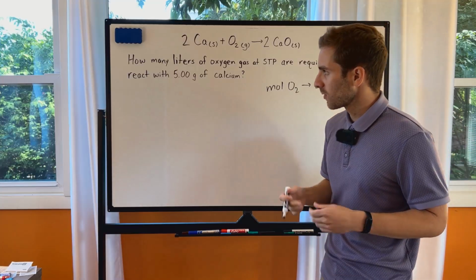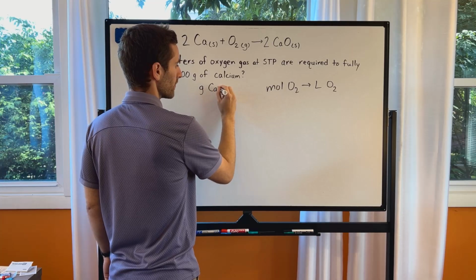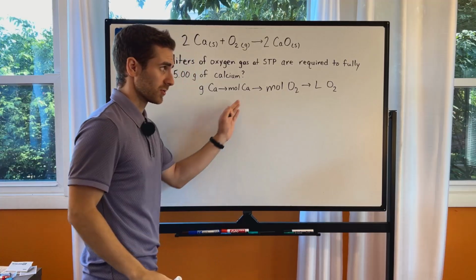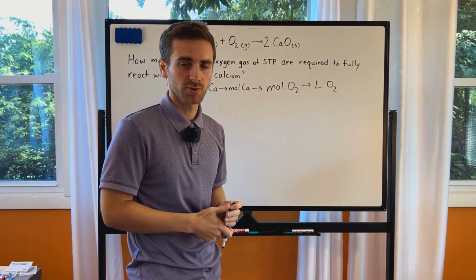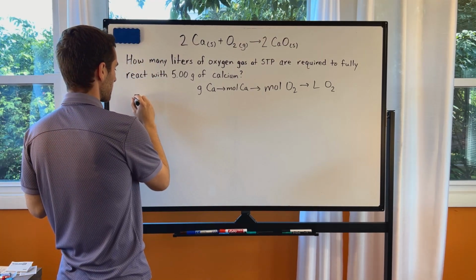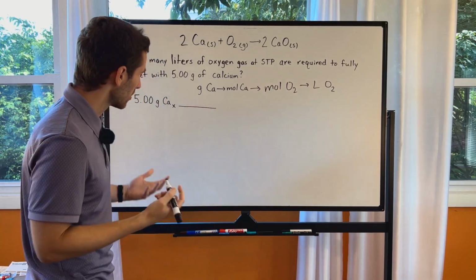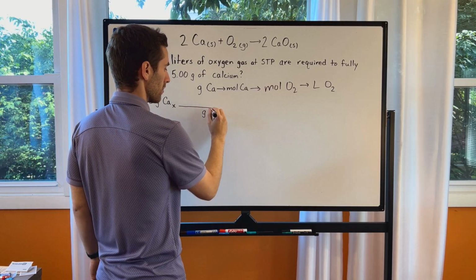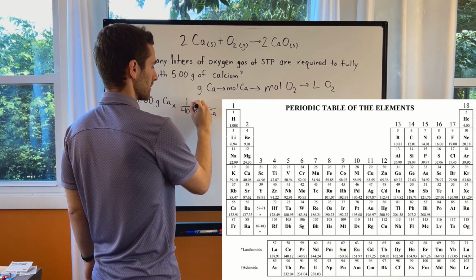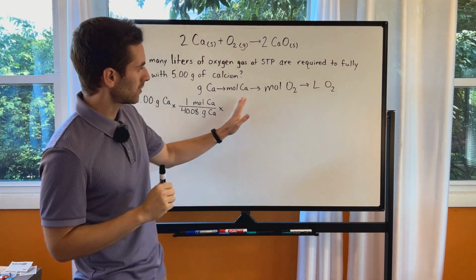Okay, so then before that, we have to just do regular stoichiometry. So we're starting with grams of calcium. We can then convert that to moles of calcium, do our mole to mole conversion, and then we can do that mole to liter conversion as the last step. Okay, so start with 5 grams of calcium, convert that to moles by dividing by the molar mass, which is 40.08 for calcium. Okay, and then we have to do our mole to mole step.